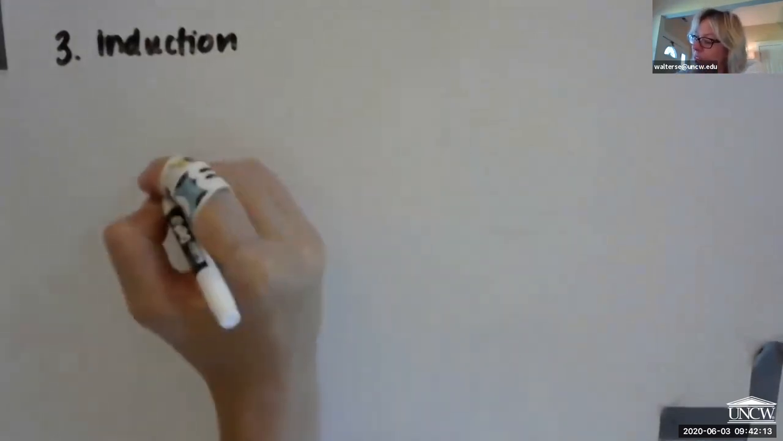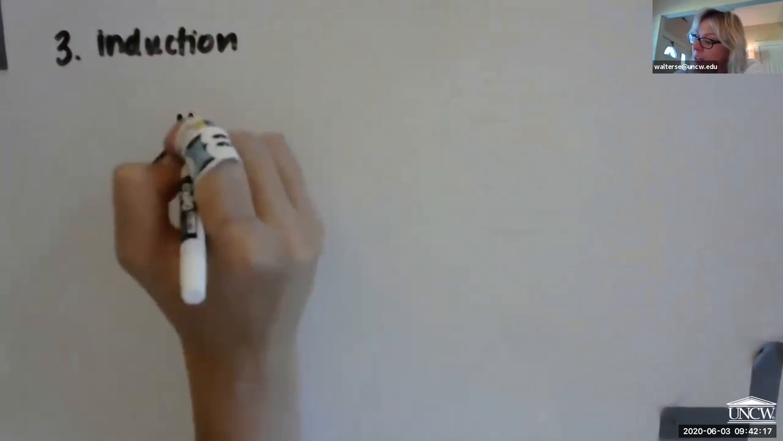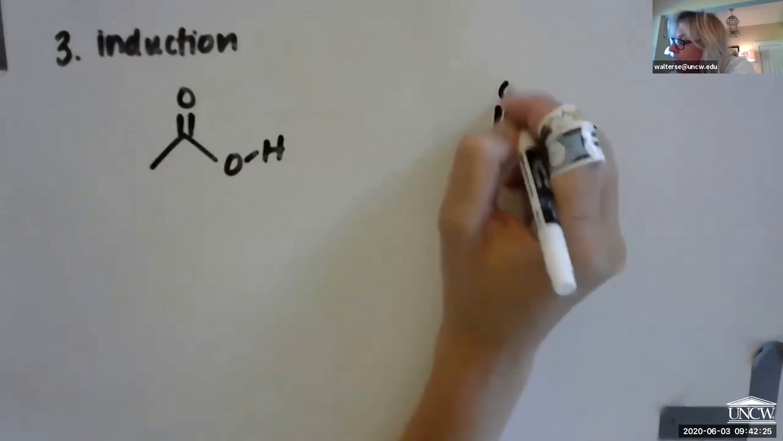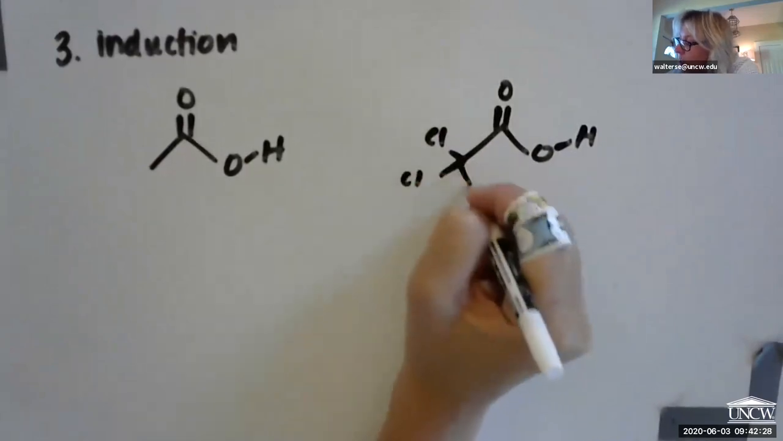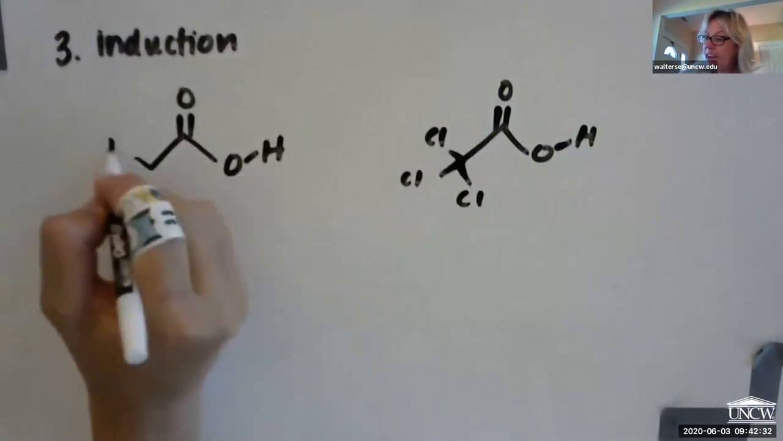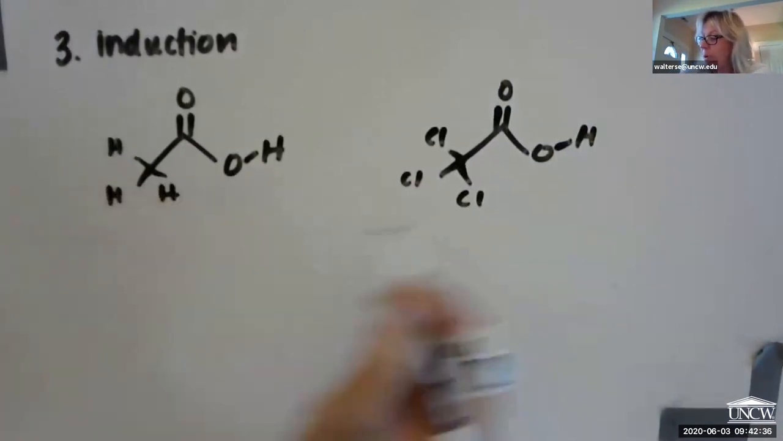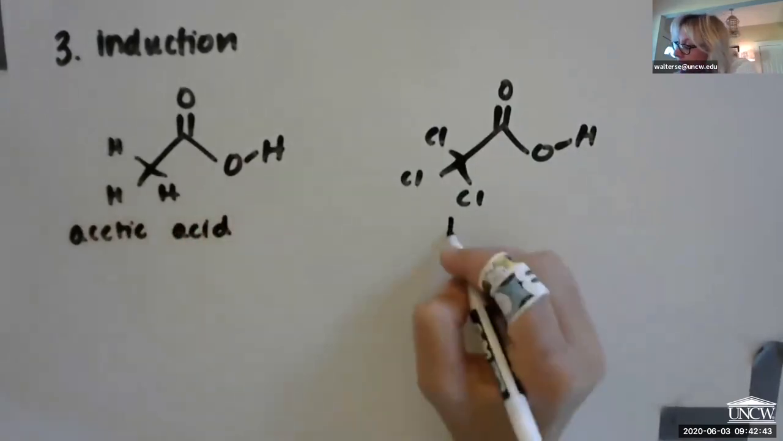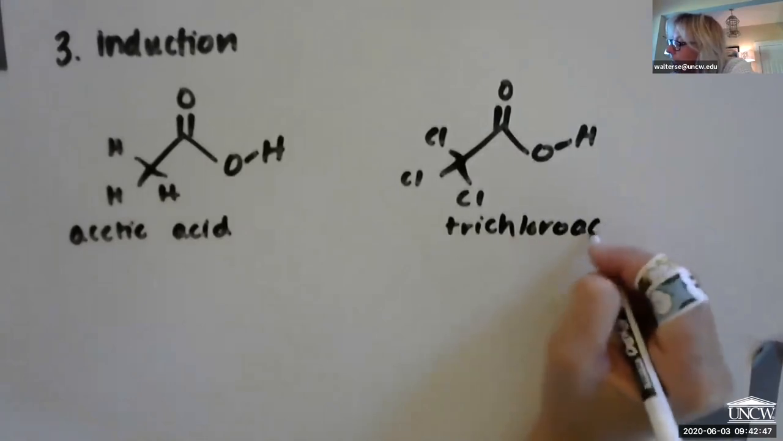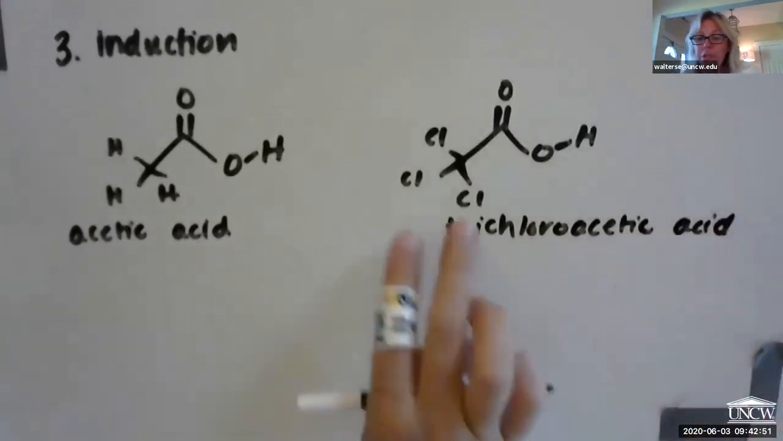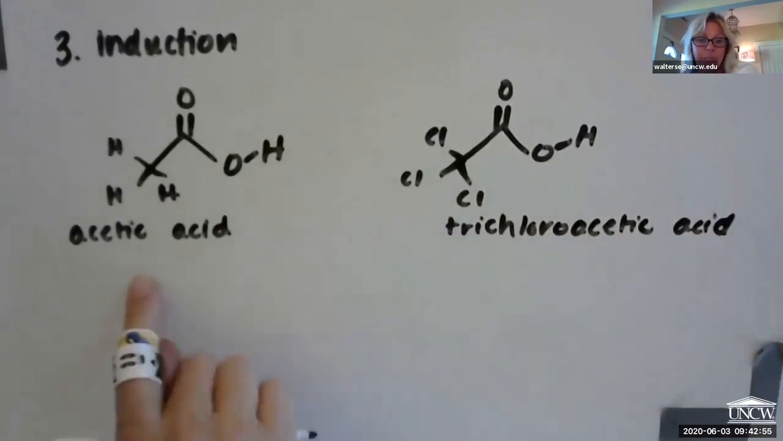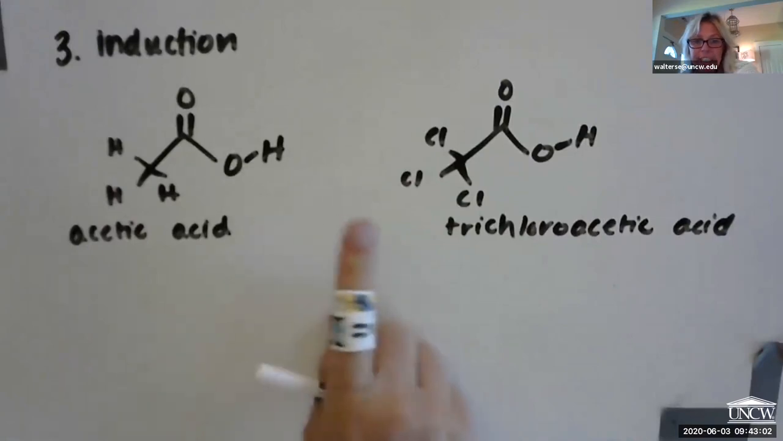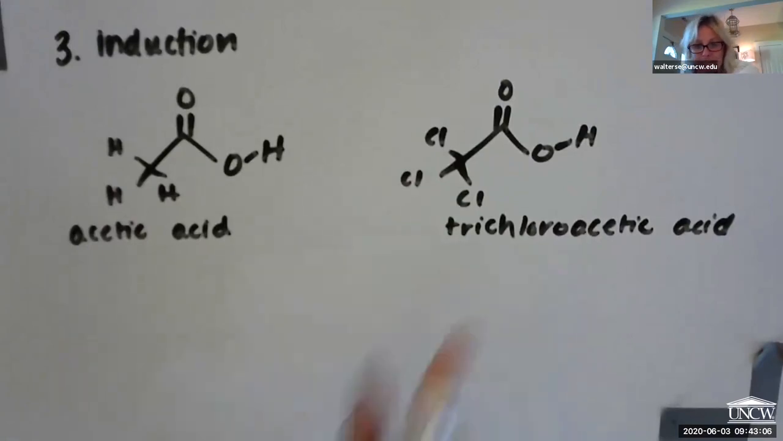Induction. So what we're going to compare here now is acetic acid versus trichloroacetic acid. So these have hydrogens here on this CH3 group, but over here they're chlorines. So this thing is just acetic acid. This is trichloroacetic acid. So there's two that are missing in this trend. This is an extreme that has zero halogens. This is an extreme that has three. So you could have monochloroacetic acid, dichloroacetic acid, trichloroacetic acid.